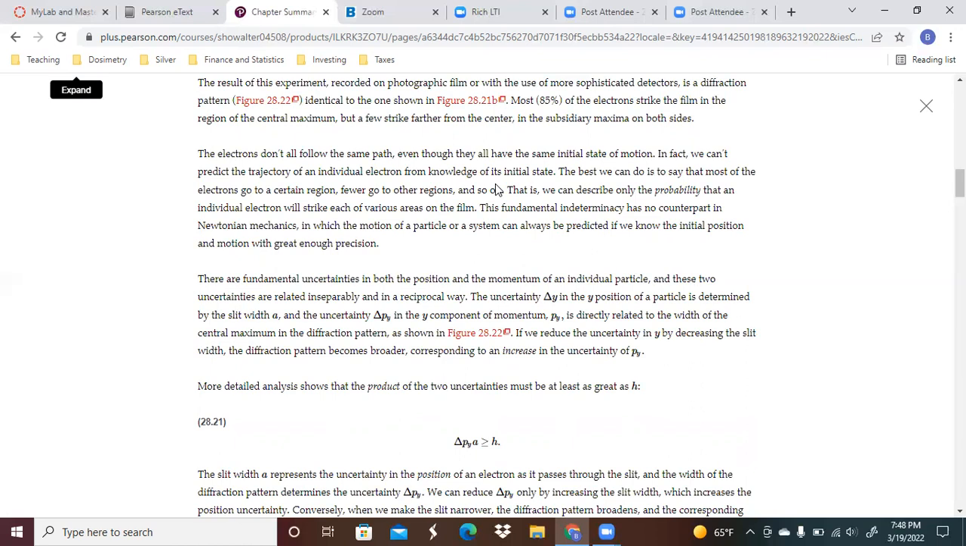The electrons don't all follow the same path, even though they all have the same initial state of motion. In fact, we can't predict the trajectory of an individual electron from knowledge of this state. The best we can do is say that most of the electrons go to the central region, few go to other regions, and so on. So we can only describe the probability that an individual electron will strike each of the various areas on the film. This fundamental indeterminacy has no counterpart in Newtonian mechanics, in which the motion of the particle can always be predicted if we know the initial position and motion with great enough precision.